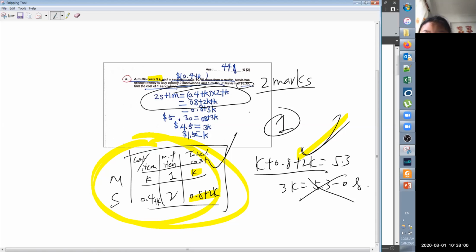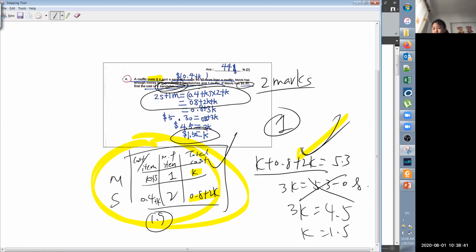It's a table for cost. So what you do after is just very, very simple. So what do you get? So it's 4.5, right? So K is 1.5. So that means muffin costs 1.5. So a sandwich costs 1.9. Very, very simple. Okay. And they ask for sandwich, right? By the way, you are somehow correct, but your K is 1.5, but the question is asking for sandwich. Come on. You did not answer the question. You should answer the question, okay?